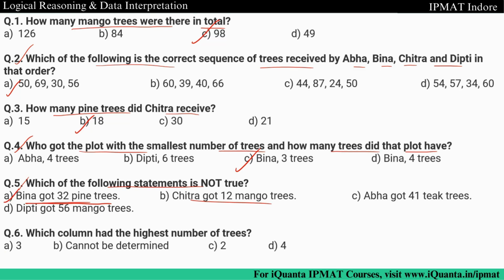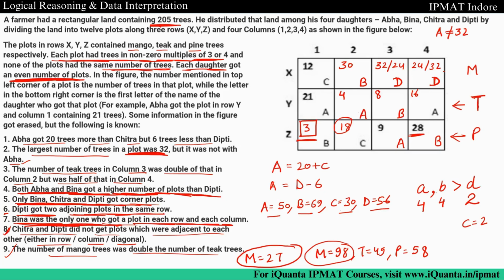Now the last question is, which column had the highest number of trees? So we are talking about trees in a particular column. Okay, so let us go to the columns. Column 1 we have 12, 21, 33, 33 plus 3, 36 trees. Okay, so let me write column 1 has 36 trees, and then column 2 we have 34, 18, that means 52. So column 2 has 52 trees.